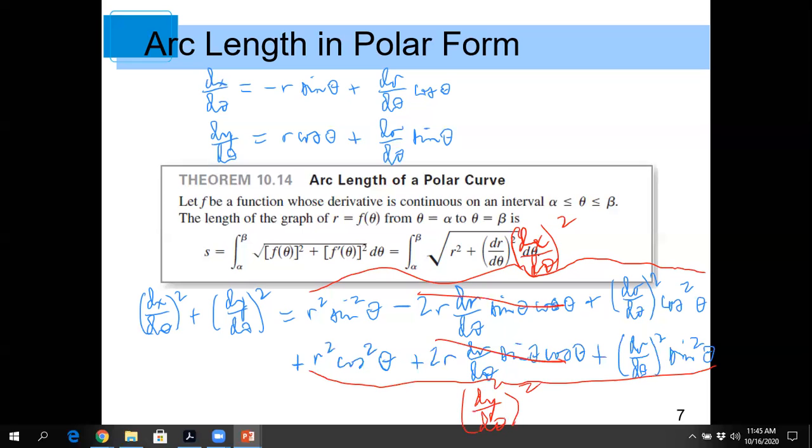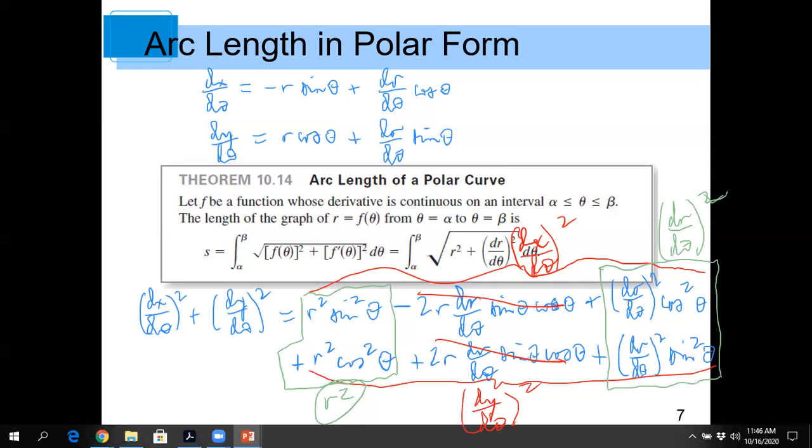What's this junk going to reduce to? Think about it. r squared sine squared theta plus r squared cos squared theta. What's that going to be? r squared. What about this junk right here? Don't I have the same thing attached to sine squared and cos squared? Yeah. So what's that going to reduce to? dr d theta squared. Right? So weirdly, dx d theta squared plus dy d theta squared simplifies to just r squared plus dr d theta squared. Yeah?